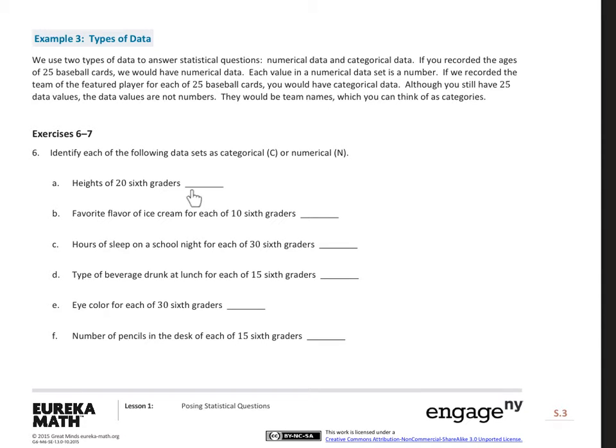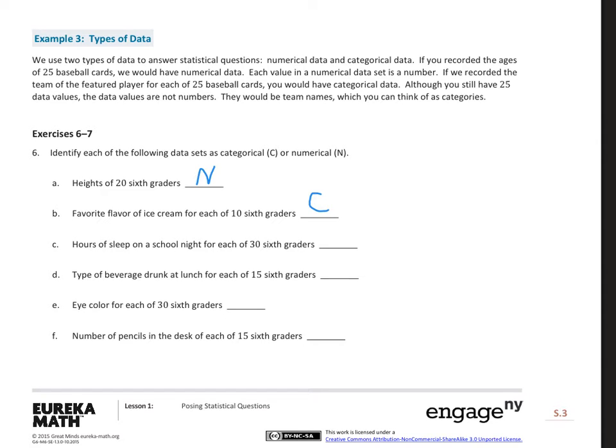So looking at A, heights of 6th graders, what would that be? That would be numerical because heights are going to be numbers. We're not going to be typing words. We're going to be typing numbers. Favorite flavor of ice cream, letter B, what do you think? That's going to be categorical. And some of the confusion is, oh, but there's still numbers. So what? You're going to be listing vanilla or chocolate or strawberry. Those are words that we're listing. Those are categories of ice cream, not numbers of ice cream.